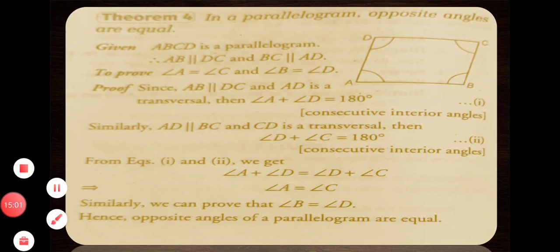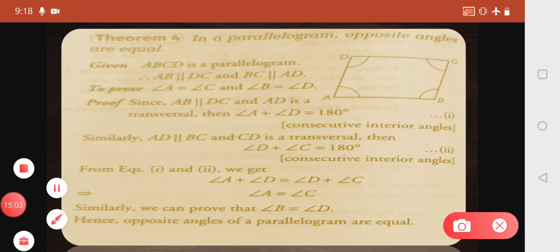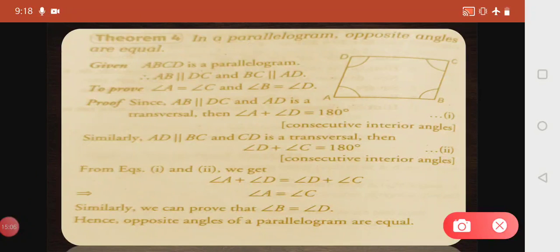Again, similarly we get AD parallel to BC. Now we are taking AD parallel to BC and we select CD as the transversal. So we will get angle C plus angle D equal to 180 degrees. Again, these are interior angles on the same side of the transversal, or you can write co-interior angles, or consecutive interior angles. So let it be number 2.